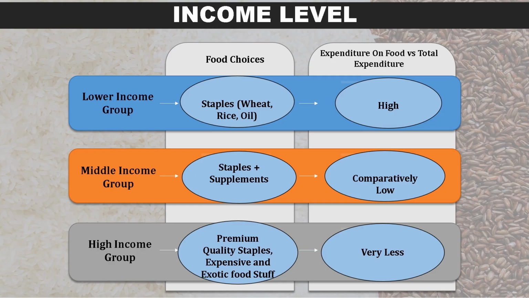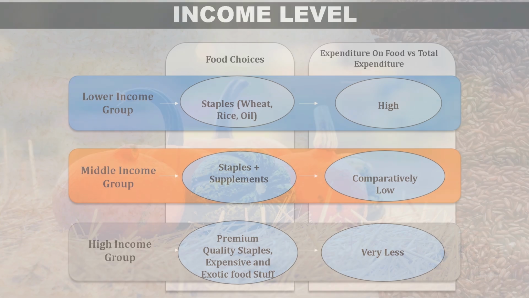They buy fine variety of rice and wheat. You will see these people consuming more of supplements. They consume supplements like milk, variety of fruits and vegetables, meat, fish, nuts and oil seeds. And even after spending so much money on supplements, these people are left with a good amount of money to spend on better clothing, better housing, better education for their children. Therefore, we can say that their lifestyle is improved and their expenditure on food is comparatively less.